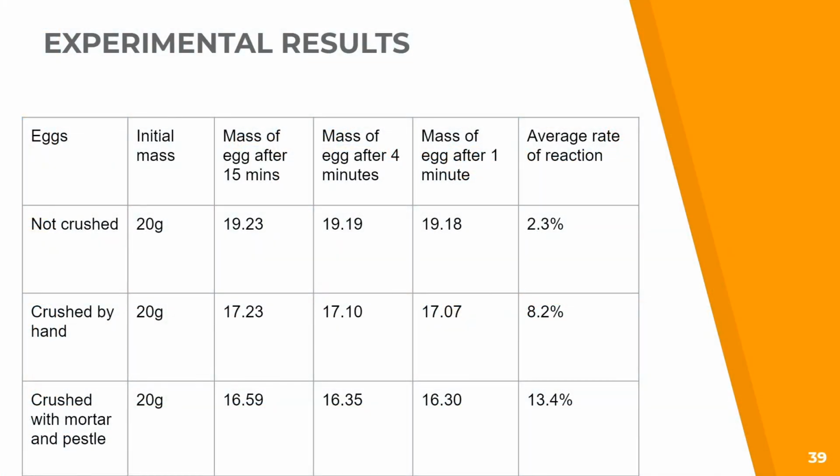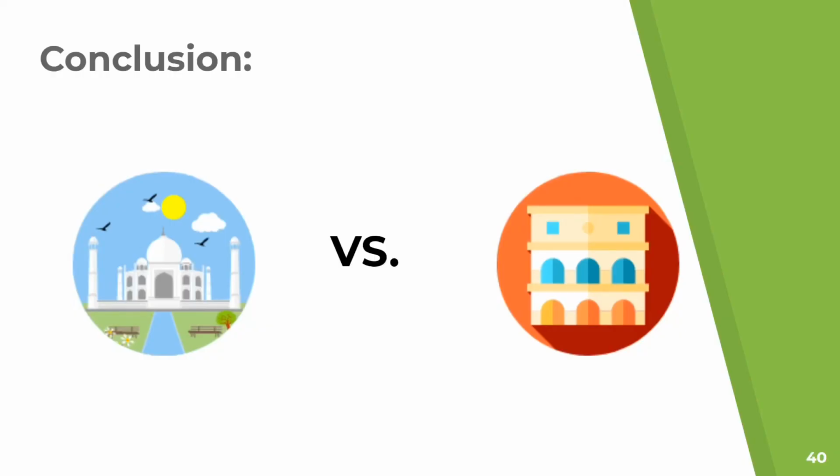In conclusion, the Taj Mahal has a greater surface area than the Colosseum, and it will corrode faster. Since 2 out of the 3 factors show that the Taj Mahal corrodes faster, we can conclude that the Taj Mahal will corrode faster than the Colosseum.